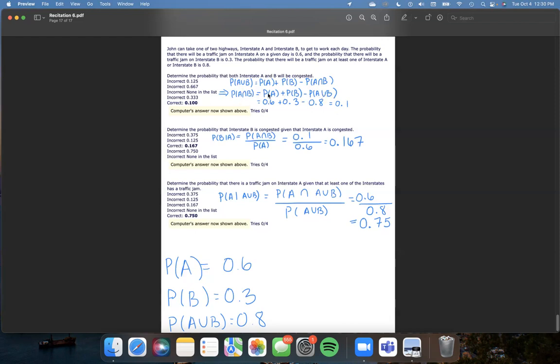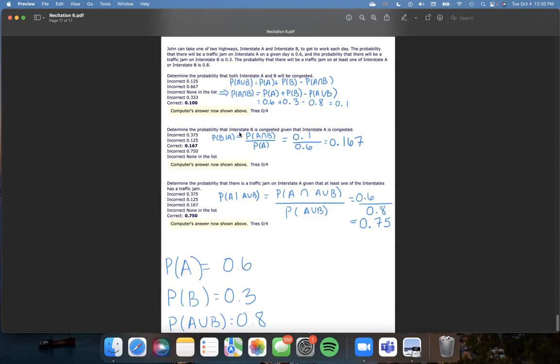From here, we can just plug in. We get the probability of A, which is 0.6, the probability of B, which is 0.3, and the probability of the union, which is 0.8. When you combine all those, you get 0.1.